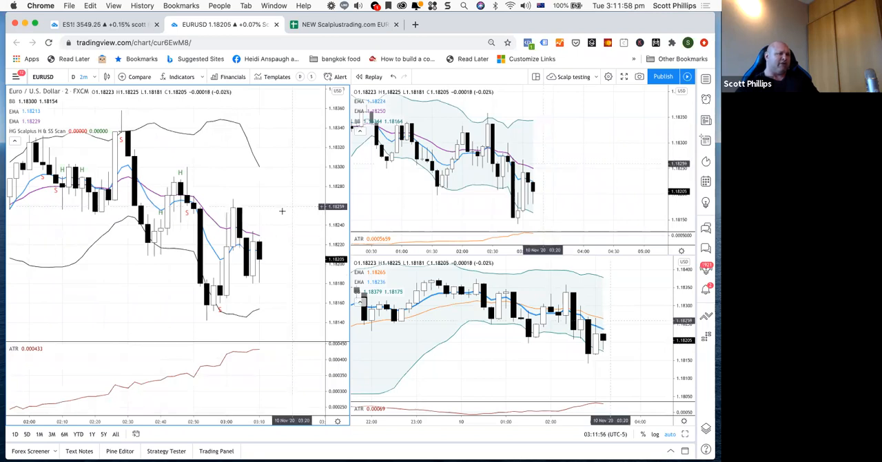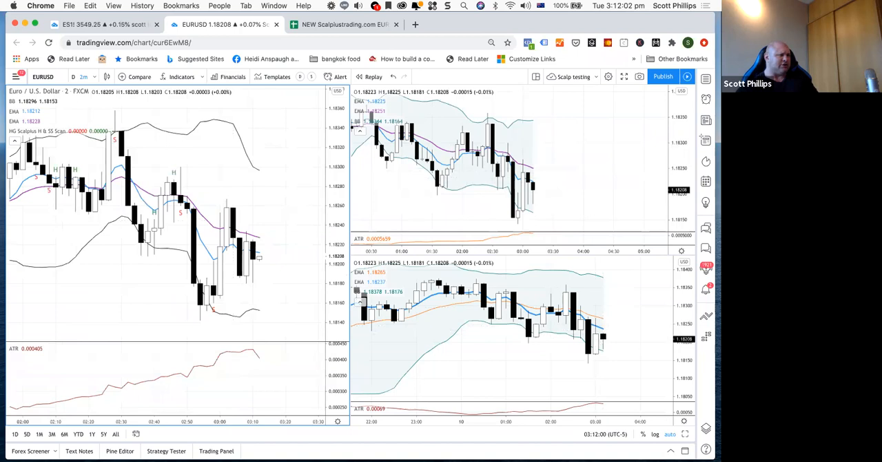So while we're waiting for our stop or our target to be hit, any other questions? Anything you guys don't understand about the rules?